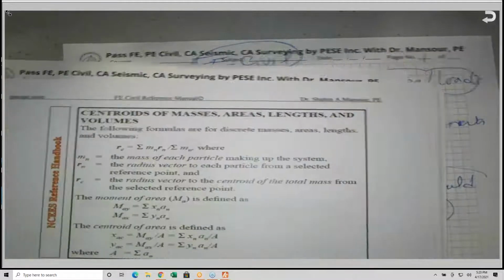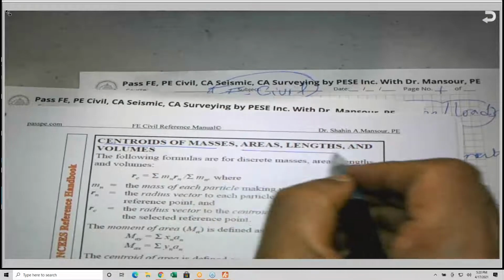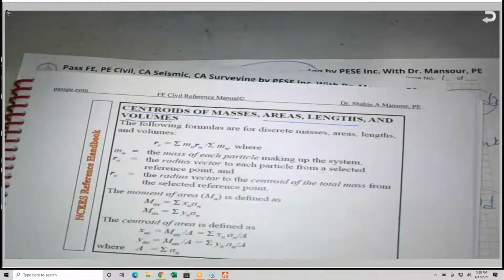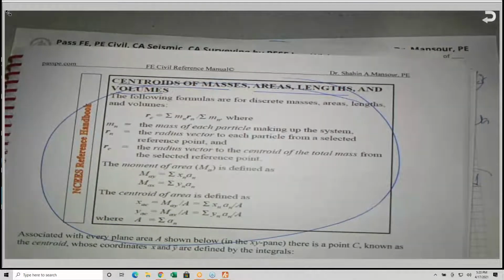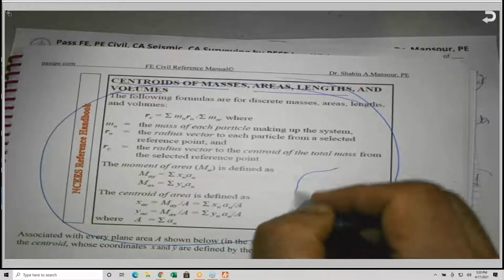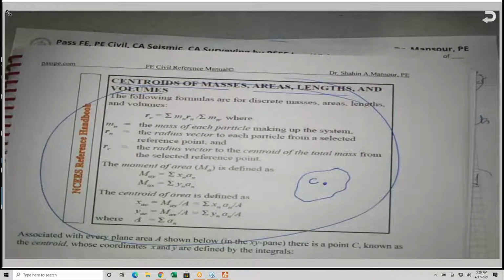The second section here is talking about centroids of masses, areas, lengths, and volumes. They give us a series of equations. And here what you will see is the centroid or centroids for all these things. So basically, if you do have a mass or you have an area, there is one location here, we call it the centroid. Okay? And we need to locate this centroid for any given area or given mass or any given volume.